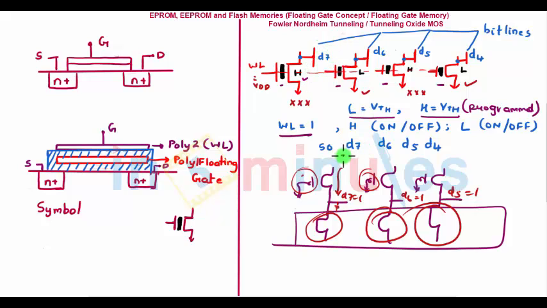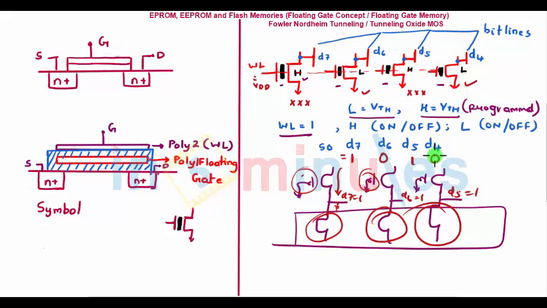So D7 will stay high. This is low, so when WL equals VDD, this floating gate is not programmed for a higher threshold voltage. So this will turn on and it will pull D6 to 0, as I have said here. D5 is high, so it will be 1, D4 is 0. So this is how you program by using the floating gate and the charge stored on the poly gate. You ensure that your threshold voltage is greater than VDD, and this is how programming happens.